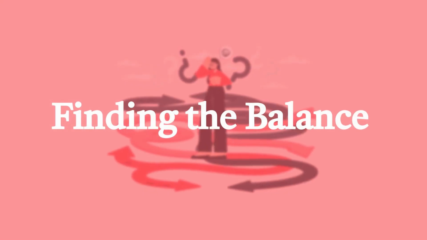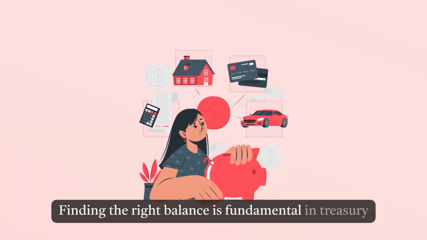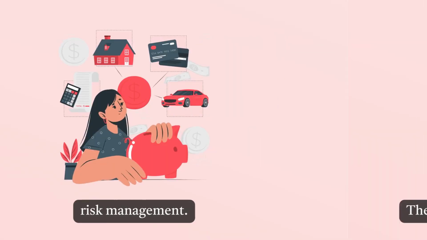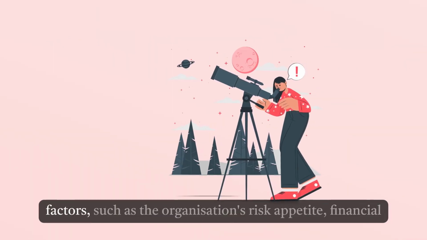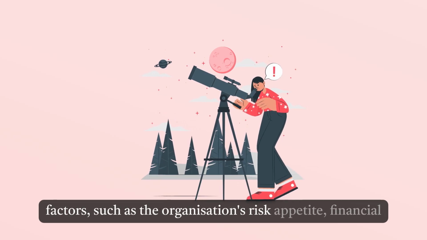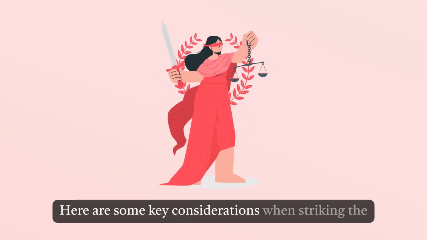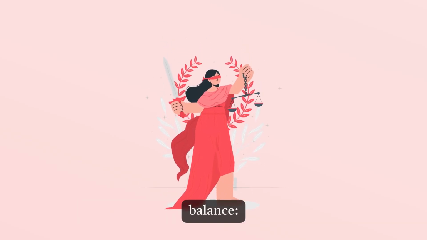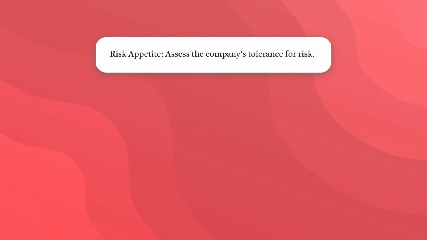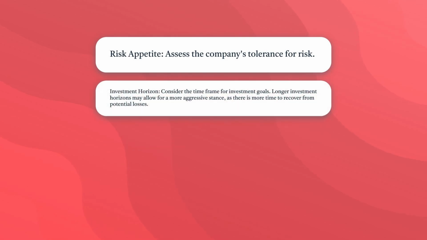Finding the balance. Finding the right balance is fundamental in Treasury risk management. The suitability of each approach depends on various factors, such as the organization's risk appetite, financial goals, and market conditions. Here are some key considerations when striking the balance. Risk appetite. Assess the company's tolerance for risk. Investment horizon. Consider the time frame for investment goals. Longer investment horizons may allow for a more aggressive stance, as there is more time to recover from potential losses.